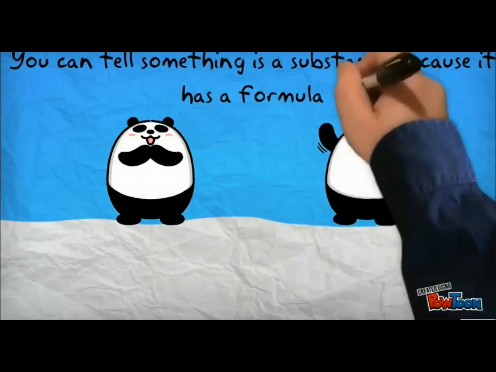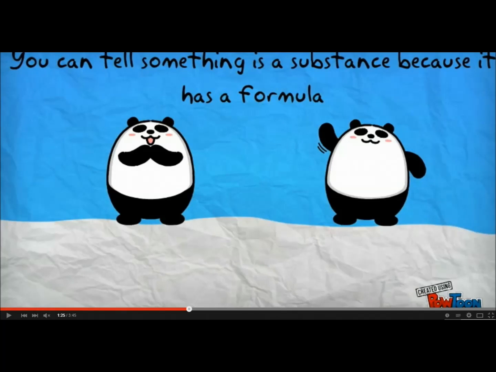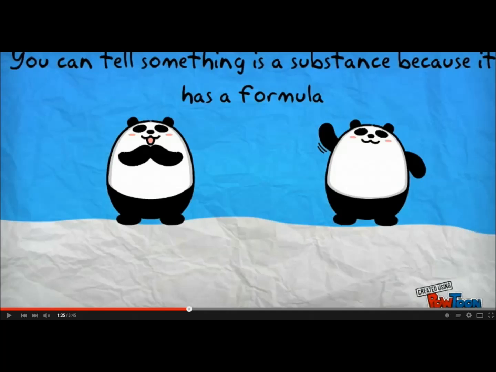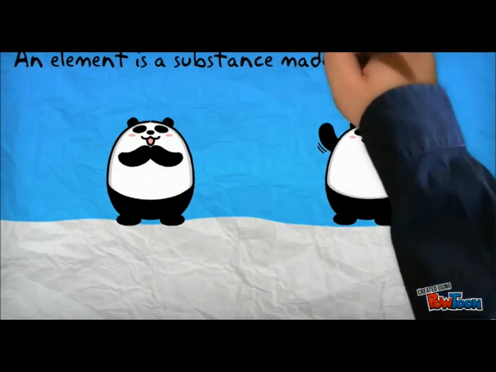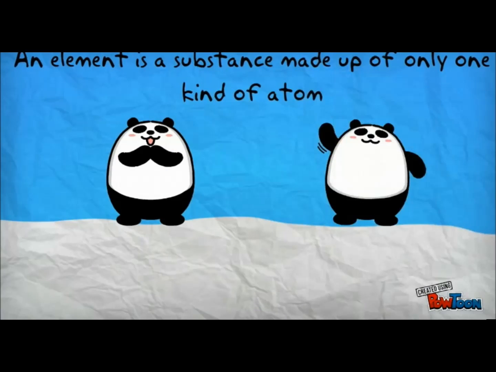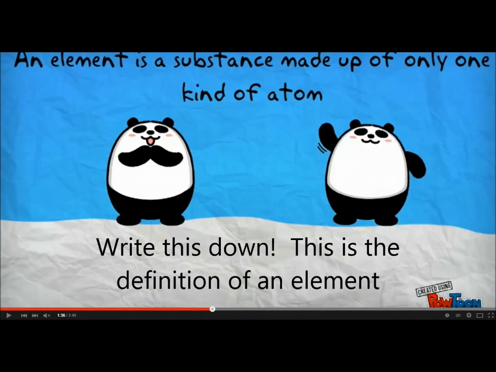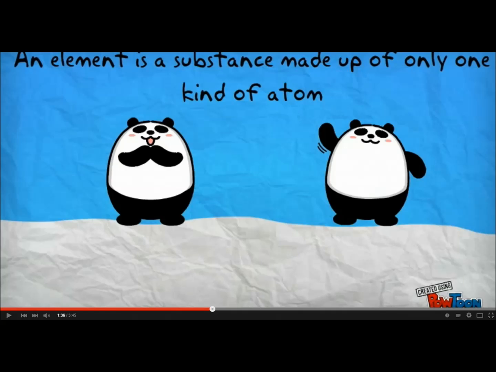So how can you tell if something is a substance? Well, I can tell something is a substance because it has a formula. And you know what a formula is? The formula of water is H2O. The formula of carbon dioxide is CO2. You've heard these before. So an element is a substance that's made up of only one kind of atom. Examples of elements are like carbon, hydrogen, oxygen. And so for the example of oxygen, oxygen is only made up of oxygen atoms, or O atoms.